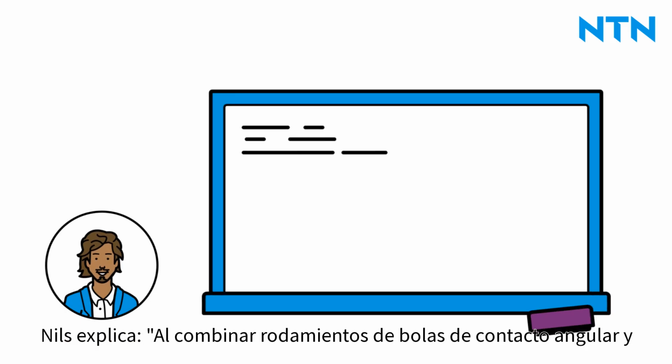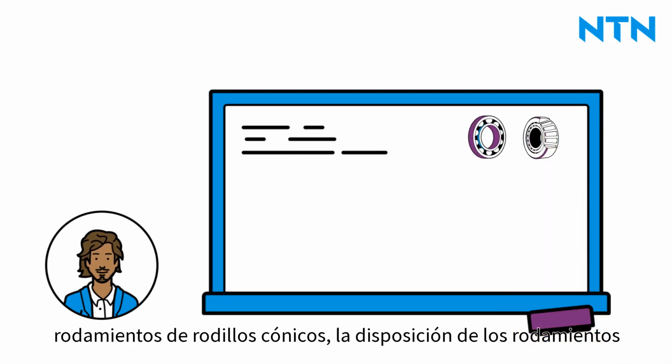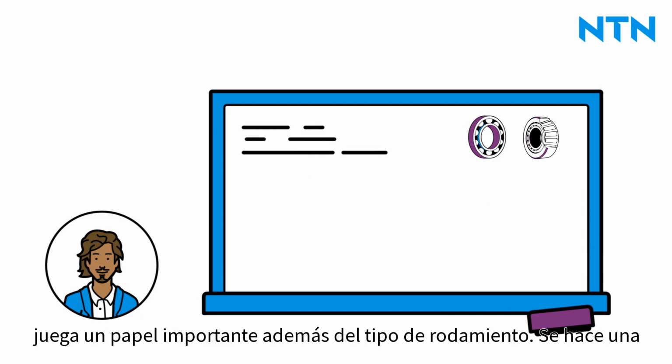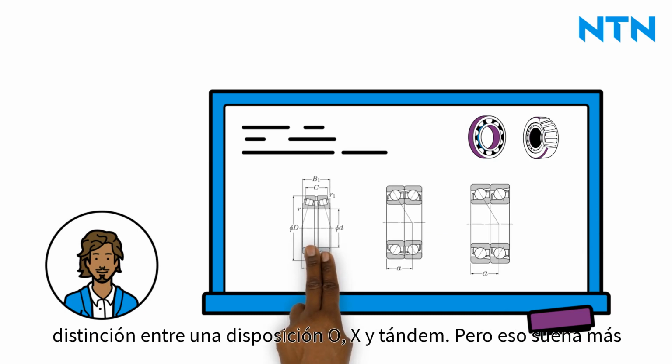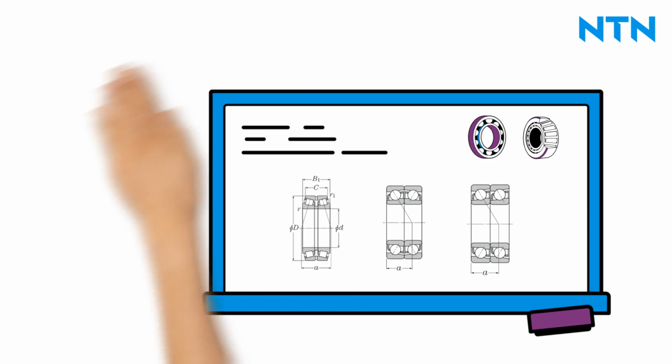Nils explains, when pairing angular contact ball bearings and tapered roller bearings, the arrangement of the bearings plays a role in addition to the type of bearing. A distinction is made between the O, X, and tandem arrangement, but that sounds more complicated than it actually is.